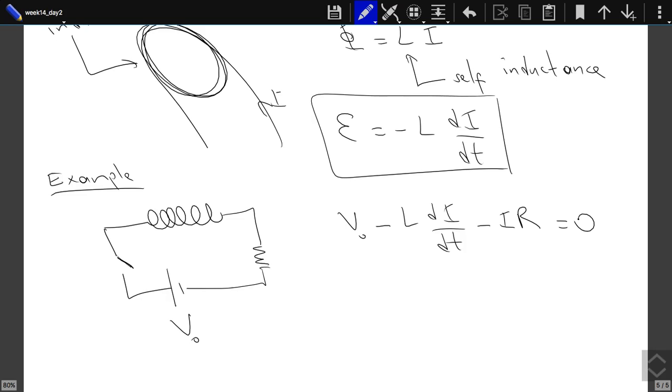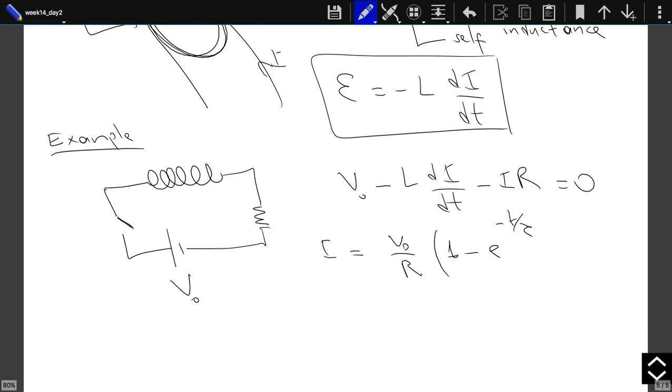Let's solve this equation and discuss it. I will just write down the solution. I would be equal to V0 over R times 1 minus e to the power minus t over tau, where tau is equal to L over R. This is the solution, assuming that at t equal to 0, there is no current passing through your system, because the switch was open and no current was passing through.